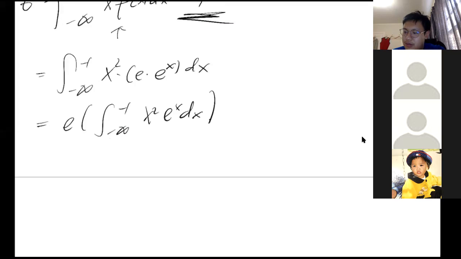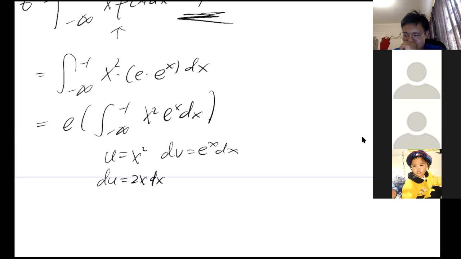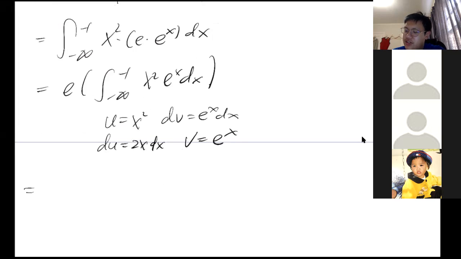So we do an integration by parts, so that u equals x squared and dv equals e^x dx. So du is 2x dx, and v is e^x. So the integral equals uv, which is x squared times e^x, minus the integral of v du.